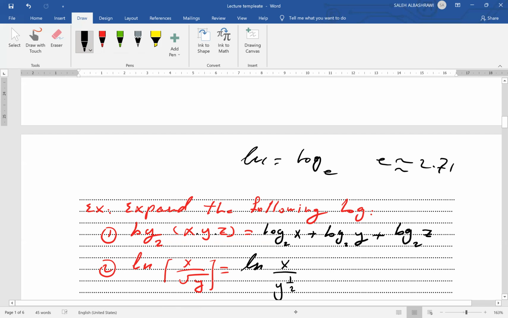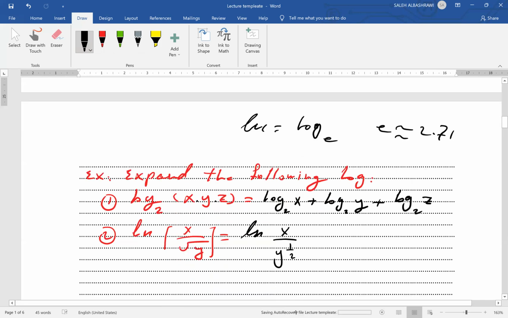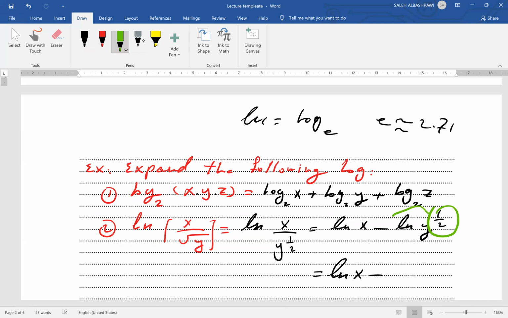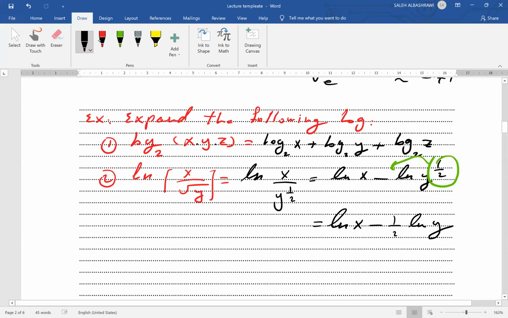Square root is y to power 1/2, which can be written as ln of x minus ln of y to power 1/2. This can be written as ln of x minus, since I have a power there, this power will be written as a product. I will have 1/2 ln of y. So we expanded the given logarithm.